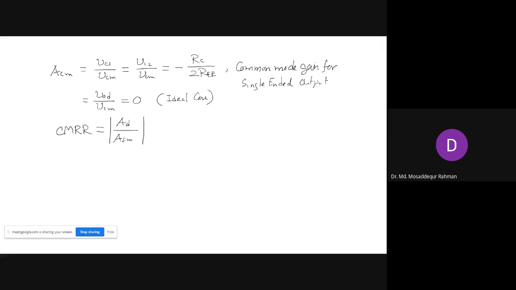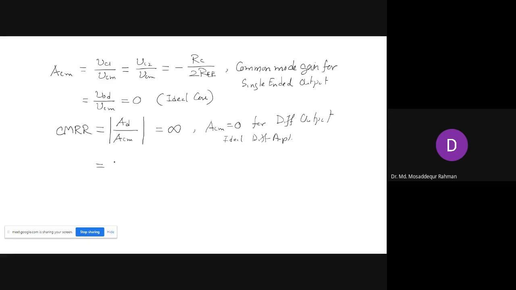Now the common mode gain is 0 for the differential output. So that will be infinite, since ACM is 0 for differential output. So for differential output, we get an infinite common mode rejection ratio, if we are considering an ideal differential amplifier, an ideal situation. But for single-ended output, it will not be 0.